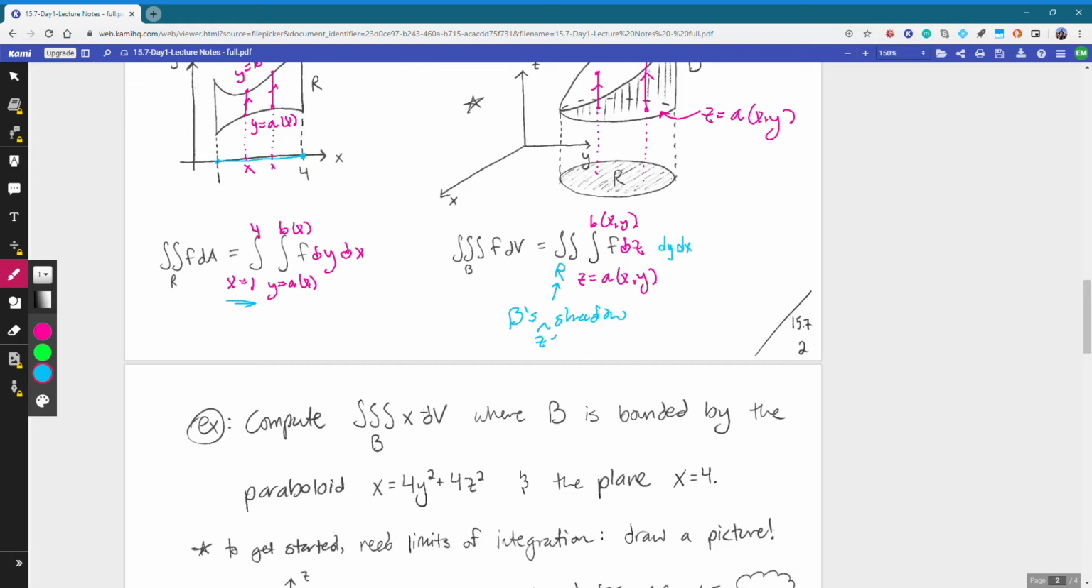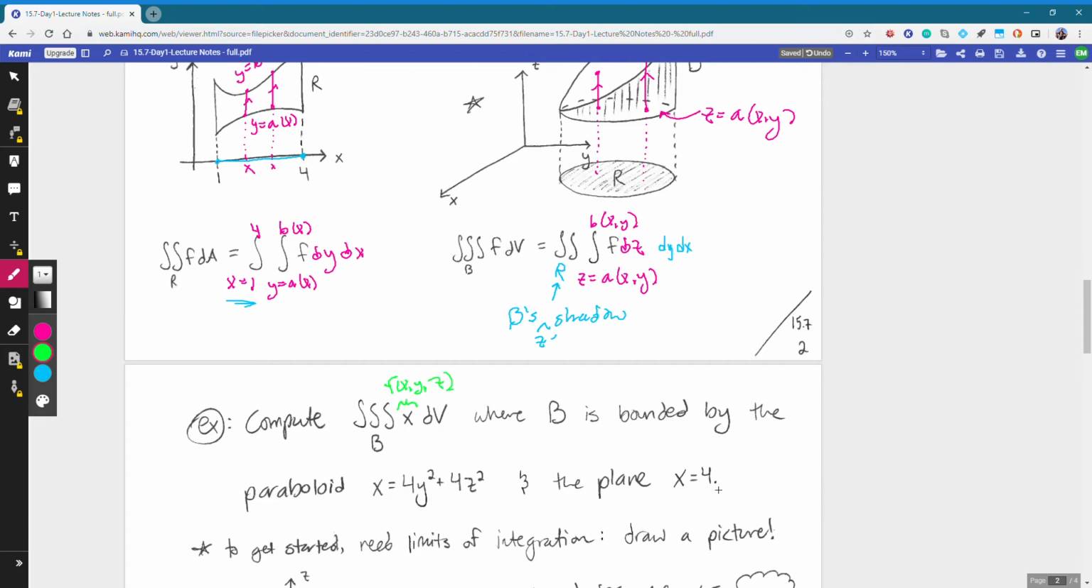So here we go. You gotta kind of be choosy about what functions we're using. We're gonna let things be computable. So here, this humble little x, this is our function of 3 variables, x, y, and z, that we're integrating over some solid blob B. And this solid B, we're told here, is bounded by the paraboloid, by this equation, and the plane x equals 4.